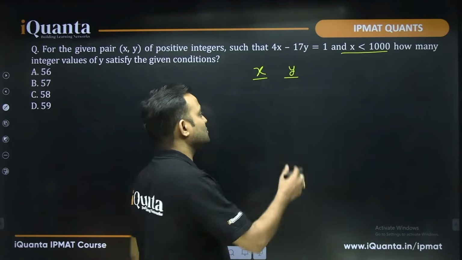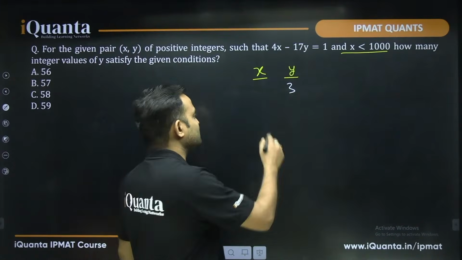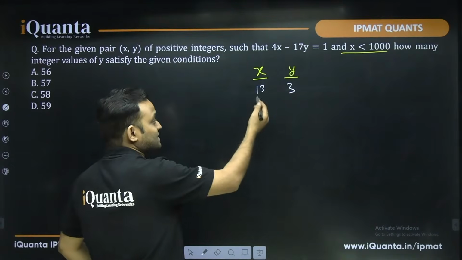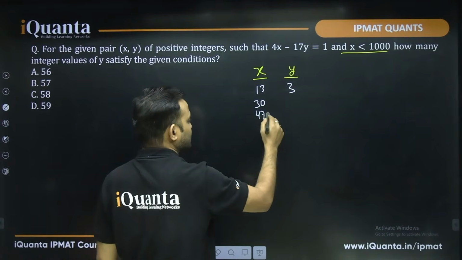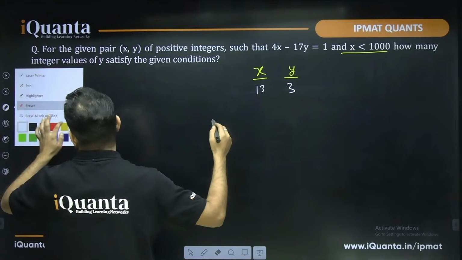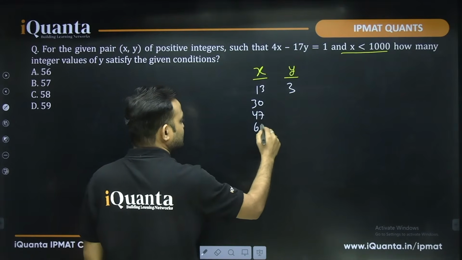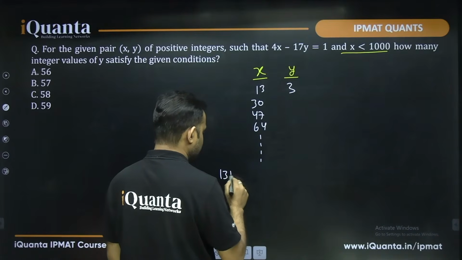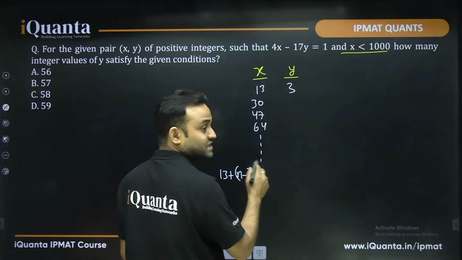If I take y is equal to 3, this will become 51. 4x will become 52. X will be 13. Now what's the pattern that it will follow? The value of x will increase with the positive coefficient of y. After 13, it will increase by 17, which is 13, then 30, then 47, then 64, and so on. This we can say 13 plus n minus 1 times 17. This will be the last term.